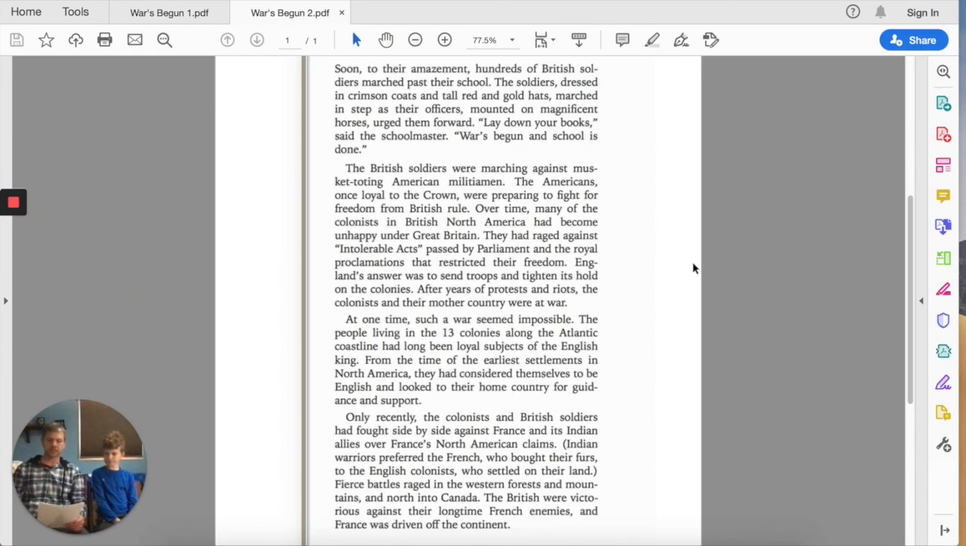Soon, to their amazement, hundreds of British soldiers marched past their school. The soldiers, dressed in crimson coats and tall red and gold hats, marched in step as their officers, mounted on magnificent horses, urged them forward. Lay down your books, said the schoolmaster. War's begun, and school is done. The British soldiers were marching against musket-toting American militiamen.